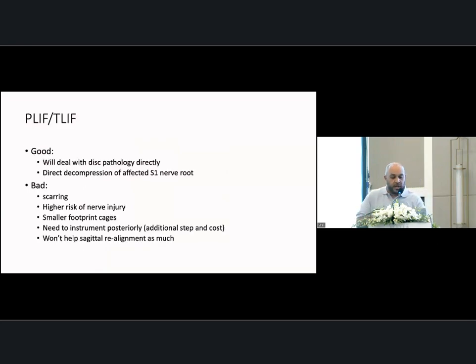So let's look at the options for this particular patient. So he's a 48-year-old dad. What will a PLIF do? Well, it will deal with the direct disc pathology, so you can remove the disc. You can get a direct decompression of the nerve roots. The bad options are there's going to be scarring because he's had 3 surgeries before. The higher risk of injuring the nerve. The cages that you put in have a smaller footprint, so subsidence risk is higher, and you can't use as much graft inside the cage anyway. You do need to put screws in, and it won't help as much with the sagittal realignment. So there's good and bad of doing a PLIF.